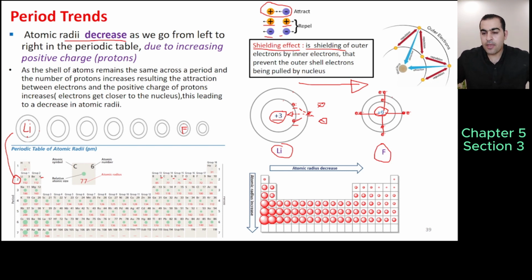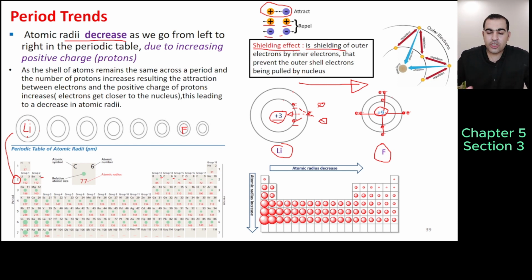And the number of protons increases. At this time, attraction increases. These electrons are going to be strongly pulled by the nucleus. When they are strongly pulled by the nucleus, the atoms get closer to the nucleus, then the size decreases. So what you need to know here is that as we go from left to right, the size of the atoms decreases, or we can say atomic radii decreases, because of increasing nuclear charge.